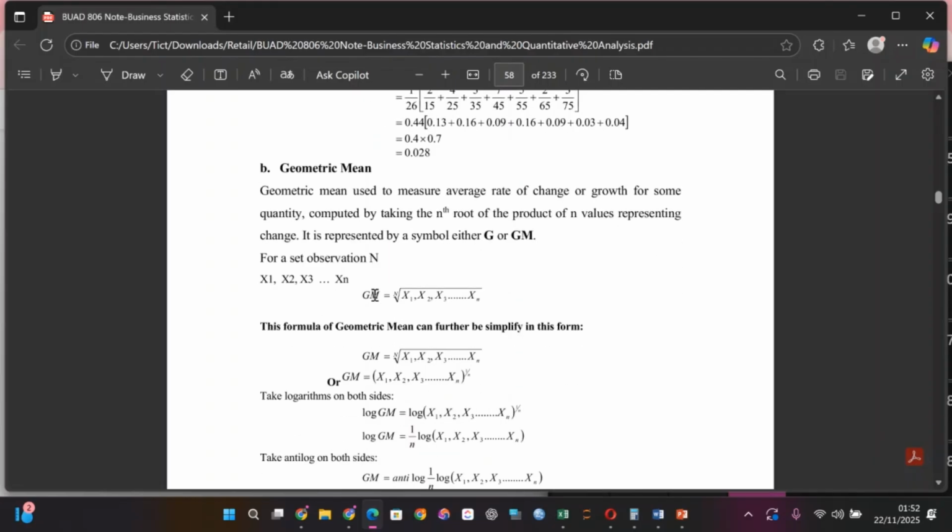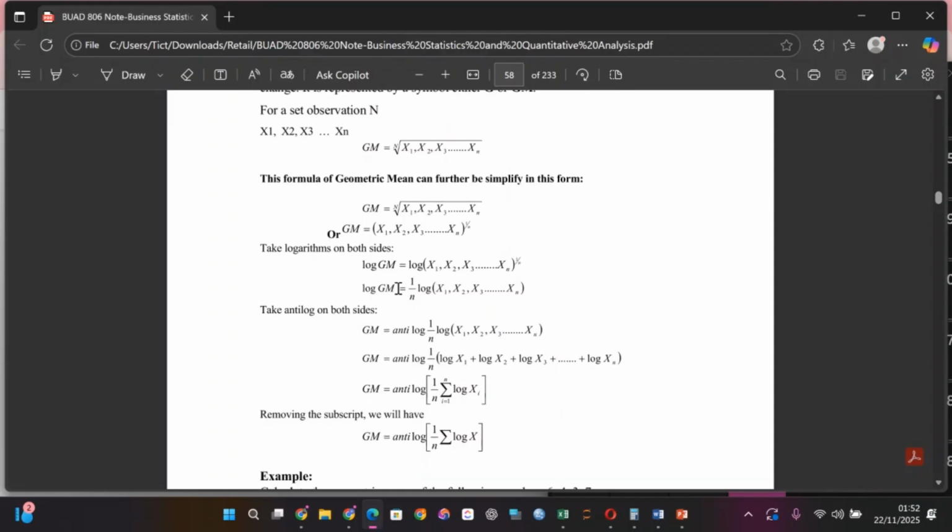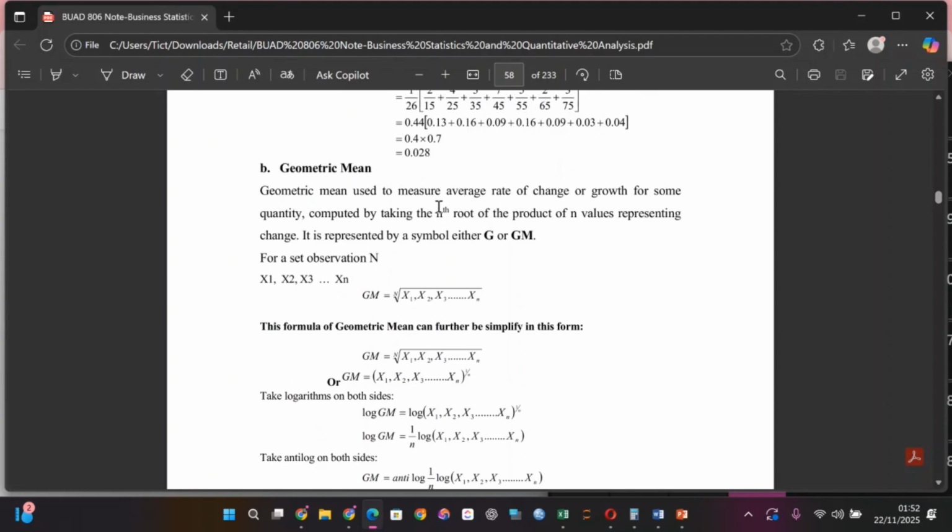In a practical way, you can use it to measure things like the growth rate, how something is increasing, and also the interest rate, and the return on investment. People that are into real estate, all these things. Percentage increase or business performance over time.